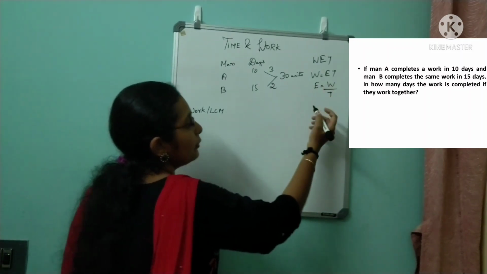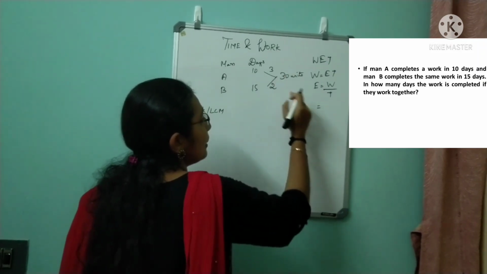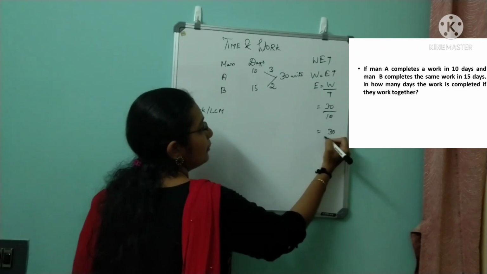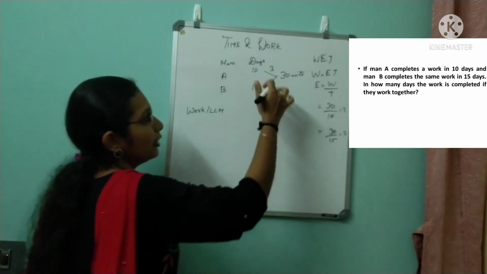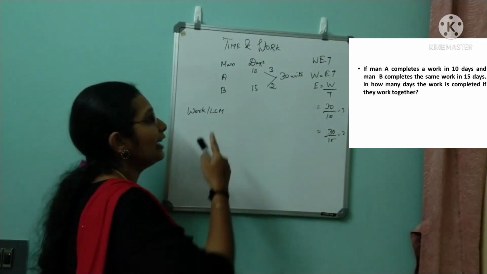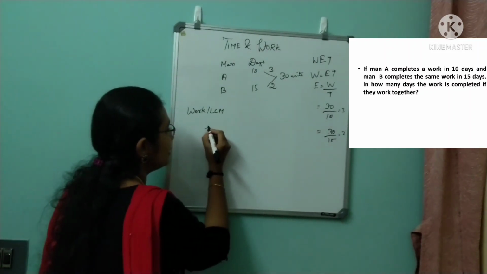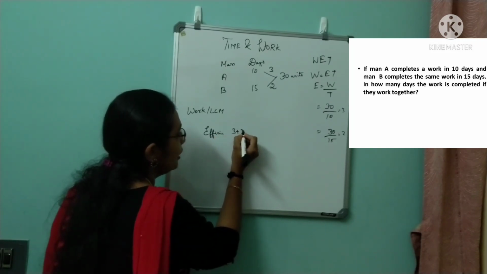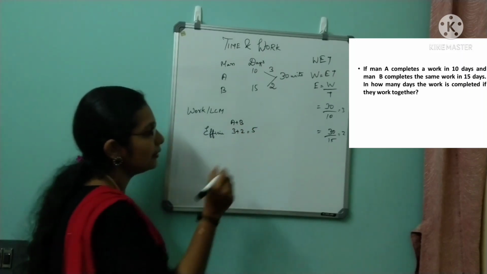Or else you can go with the formula, which is W by T. Efficiency is W by T. So W is 30 and T is 10 for A, and 30 by 15 for B, which is 3 and 2. This is how we got it here. So the efficiency of person A is 3 and the efficiency of person B is 2. So the total efficiency per day is 3 plus 2, which is 5. So the total efficiency of A and B is 5 units.